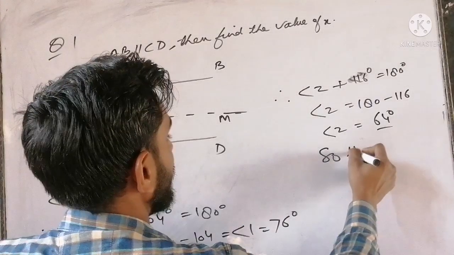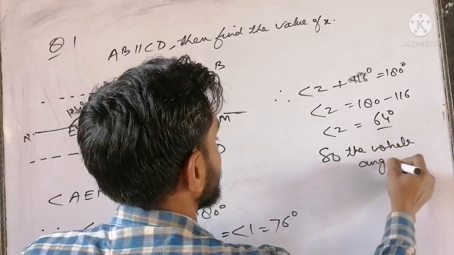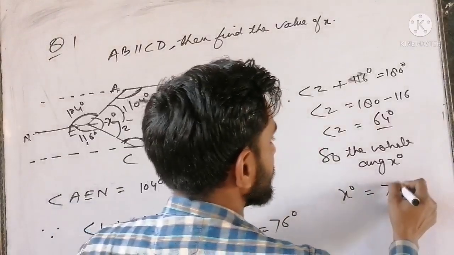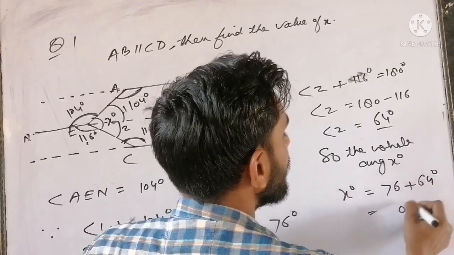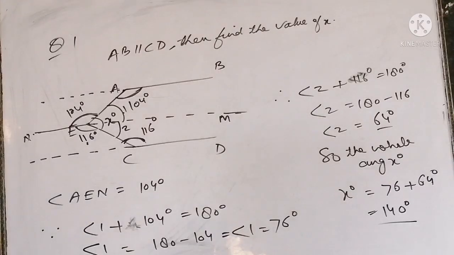So the whole angle x is the sum of all the angles: 76 plus 64 is equal to 140. So x is 140 degrees.